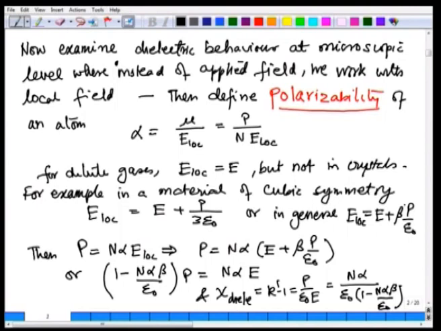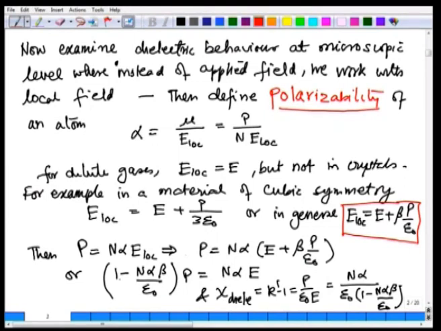If that's the case, then we can write P as equal to alpha times n times E local, which is what I have done, P equal to n times alpha times E local, which I am now beginning to expand. P is equal to n alpha, and this E local we have written out here. This is the E local we are going to use and substitute in here, and then we are going to separate P and E. So we will take this on the left hand side.